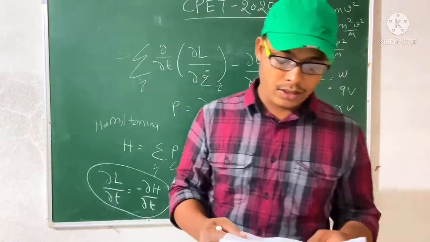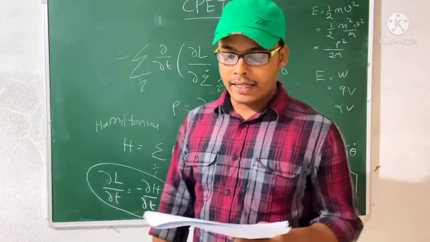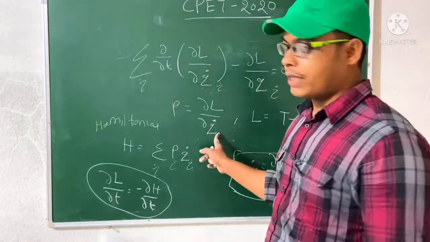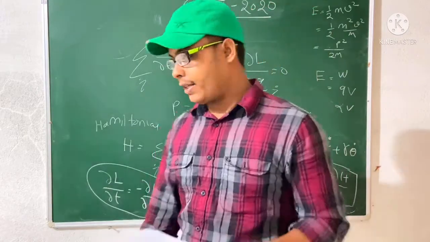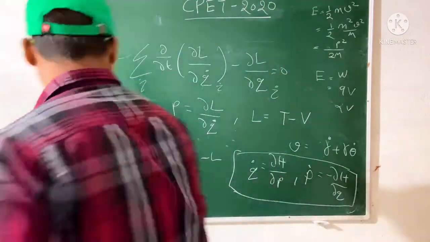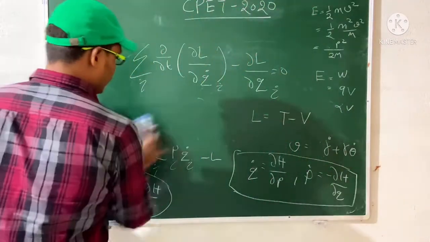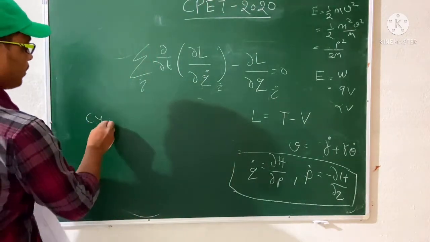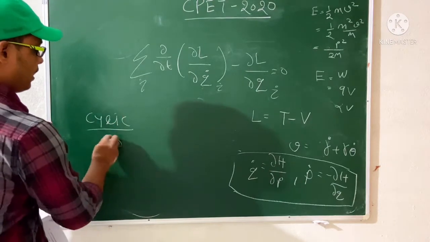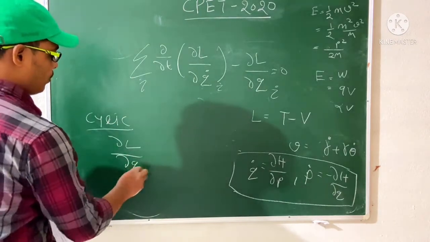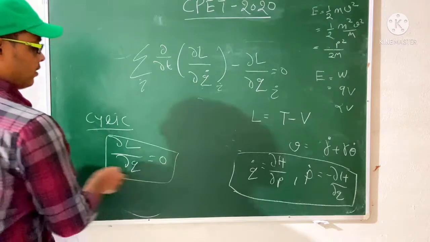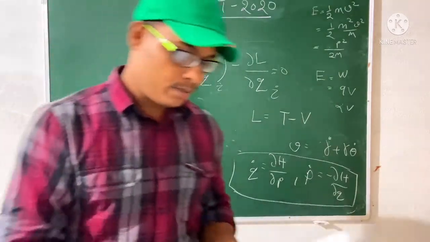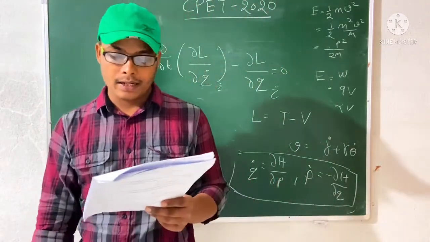I am not telling you this is a cyclic coordinate. Okay, cyclic coordinate, del L by del q dot... sorry, del L by del q. Cyclic coordinate, fine. Remember, for a cyclic coordinate del L by del q is 0. Remember this is important.